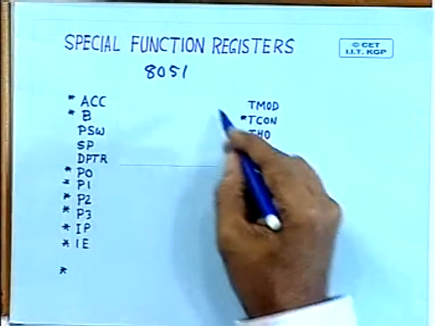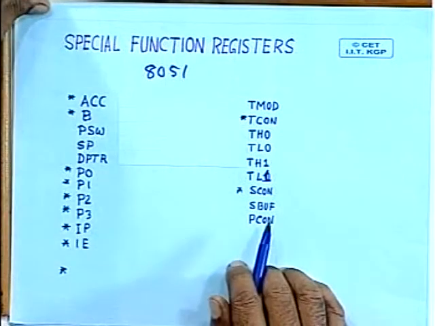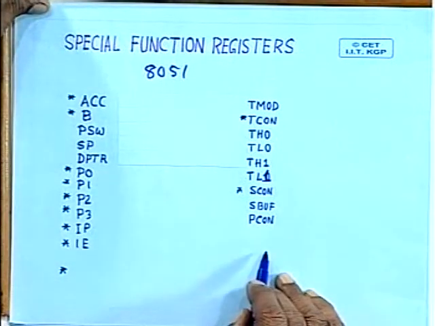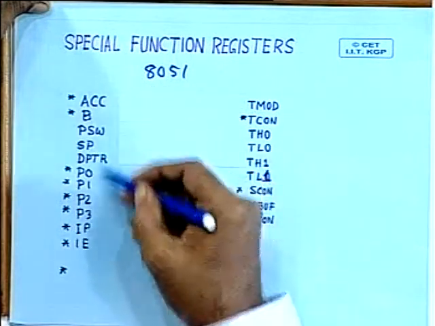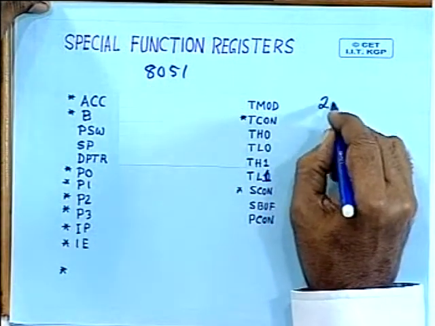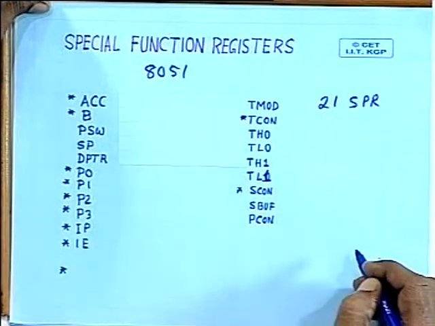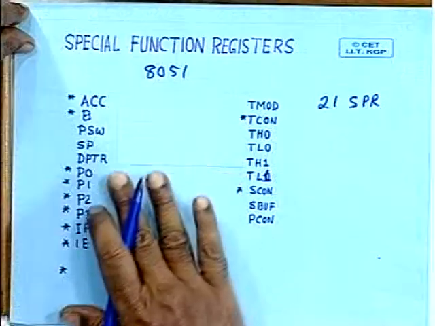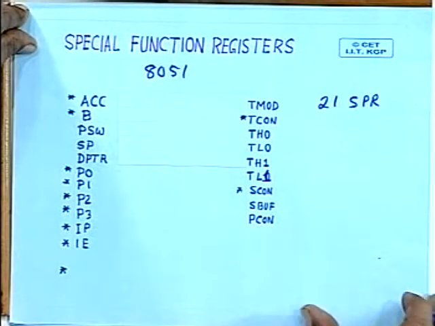So later on we shall discuss in detail the application of these registers, but one point you must notice: in the case of 8051, you have 21 special purpose registers, and in the case of general purpose microprocessors you have only a few, 5, 6, 8 like that. So the number of special purpose registers available in microcontrollers is very large.